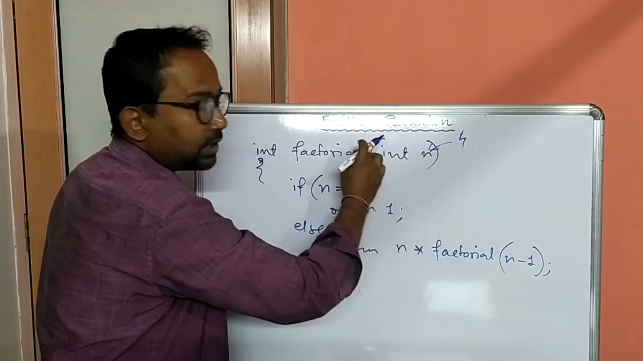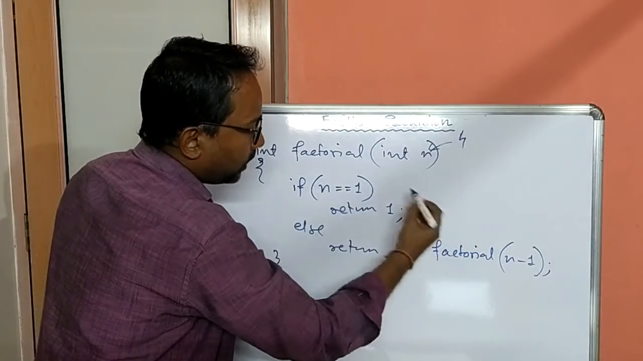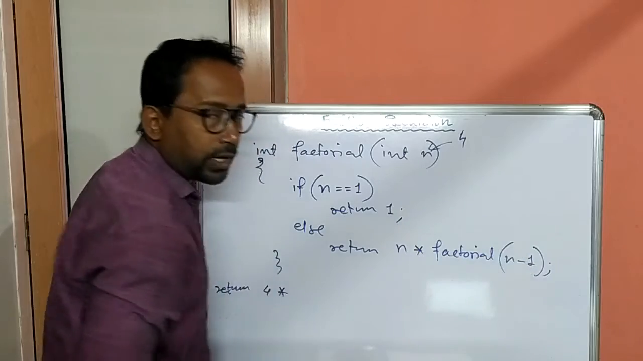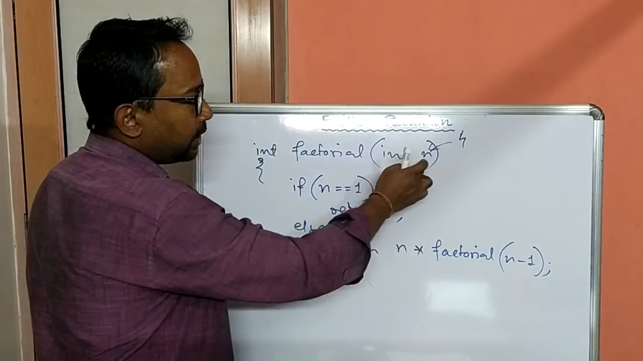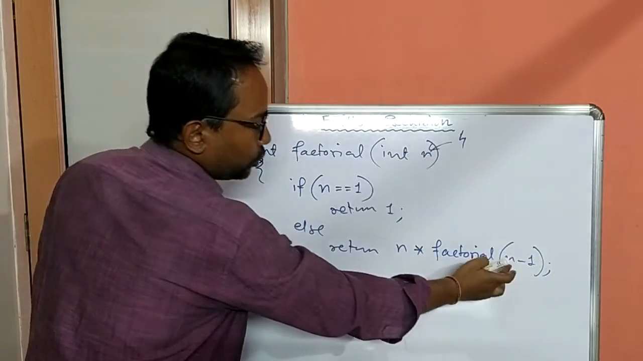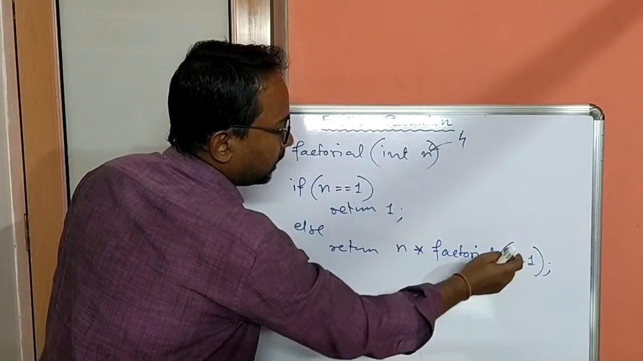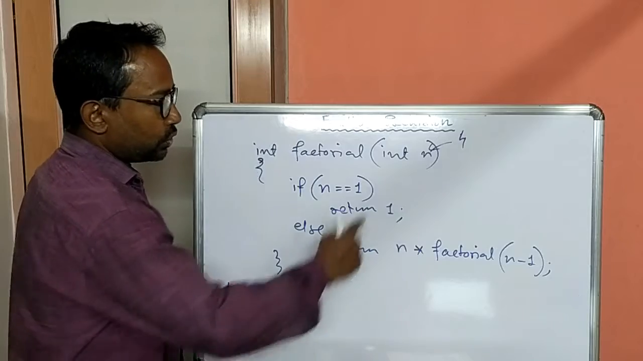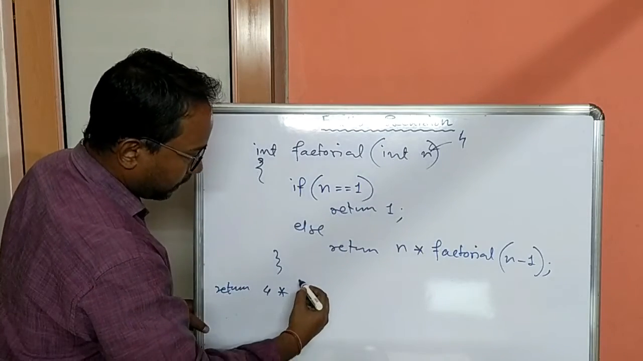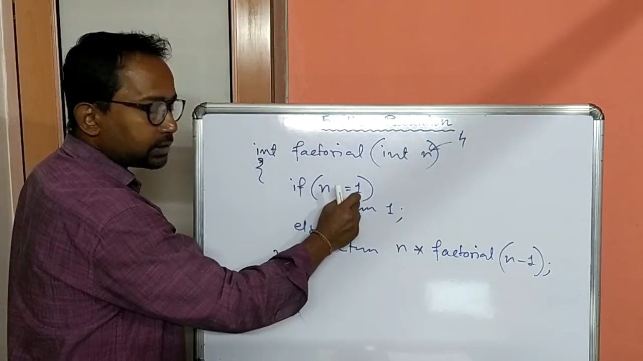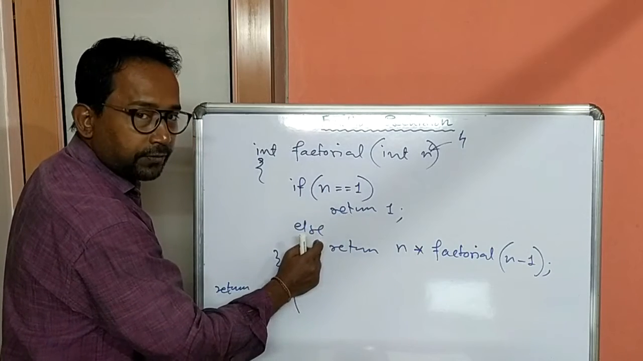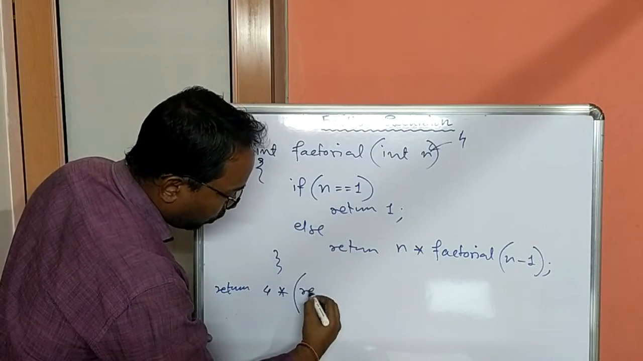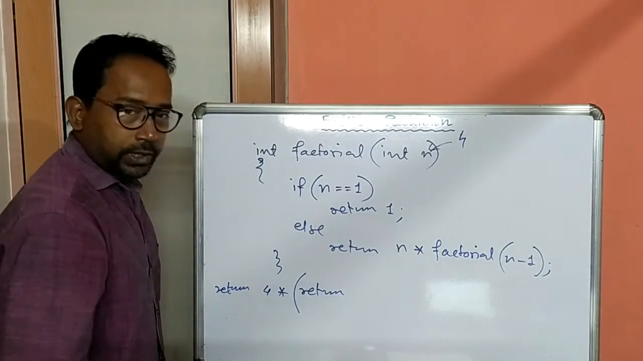Before that only we are calling the function. Function factorial will be called with n minus 1 actual parameter, which will be stored in n formal parameter. So n is 4, 4 minus 1 for 3. We are calling this factorial function using 3 value. So n will get 3 now. Now for 3 again this condition is false. Again this else part will execute, where one more return is going to be executed.